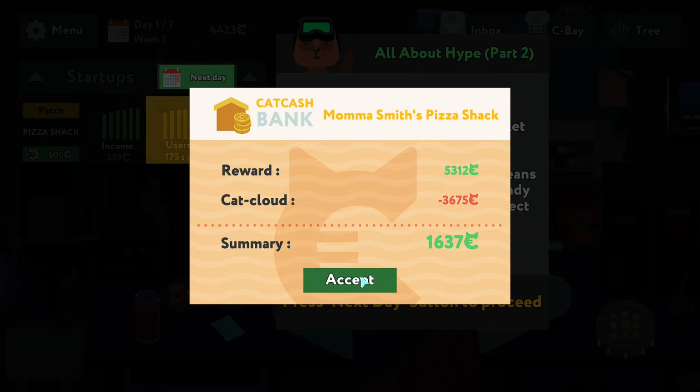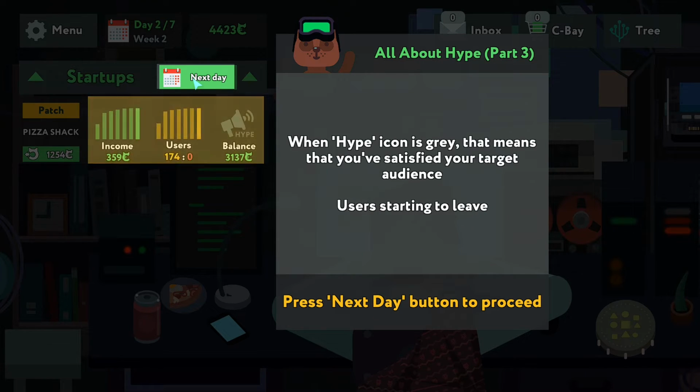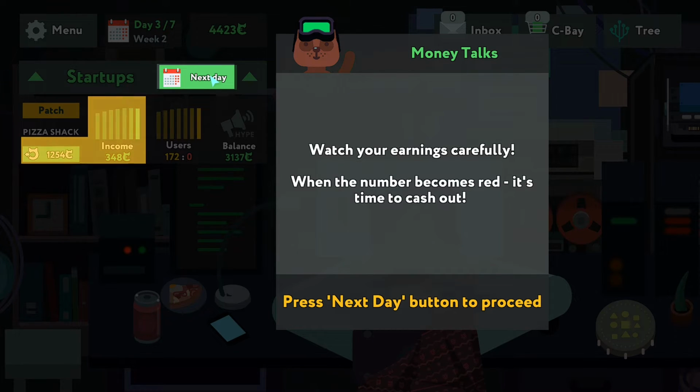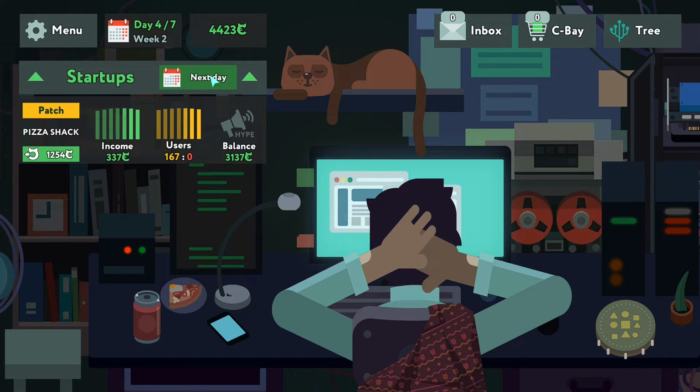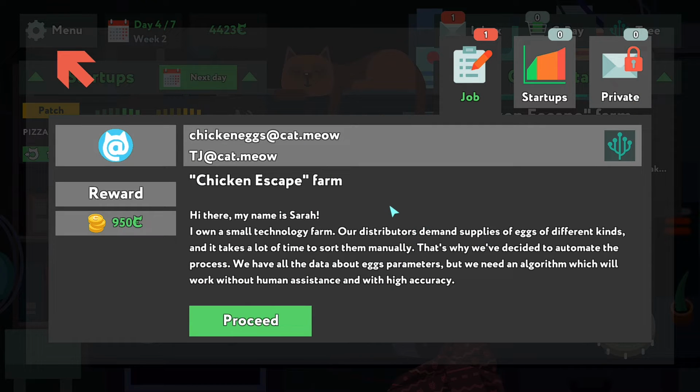Nice. Mama Smith's Pizza Bank made me a lot of money. Hype icon is gray. I've satisfied my target audience. When the number becomes red, it's time to cash out. Okay. Let's ignore the startup for the time being and do Chicken Escape.